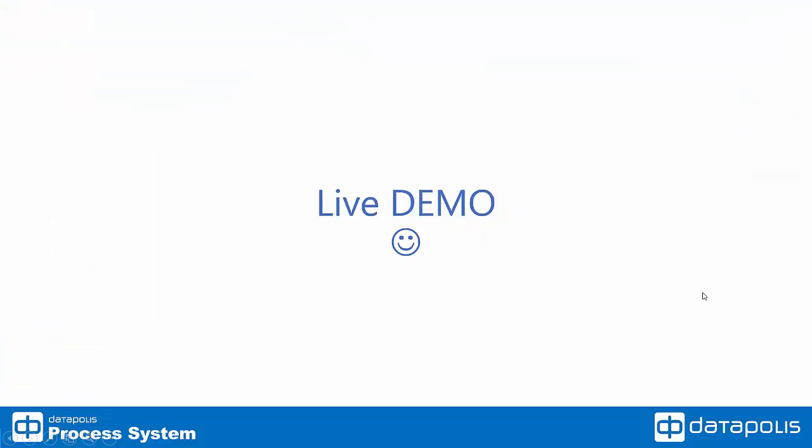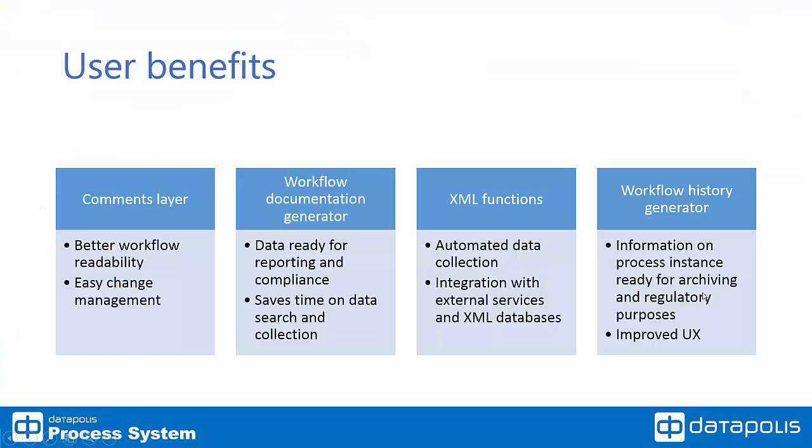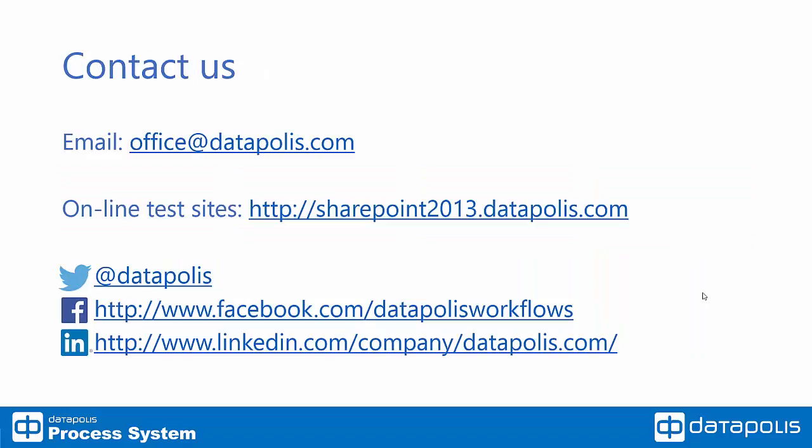Let's go back to my presentation. Okay, what are the user benefits? So the comments layer: better workflow readability, easy change management. Workflow documentation generator: data ready for reporting and compliance, saves time on data search and collection. XML functions: automated data collection, integration with external services and XML databases. And workflow history generator: information on process instance ready for archiving and regulatory purposes, and improved UX.